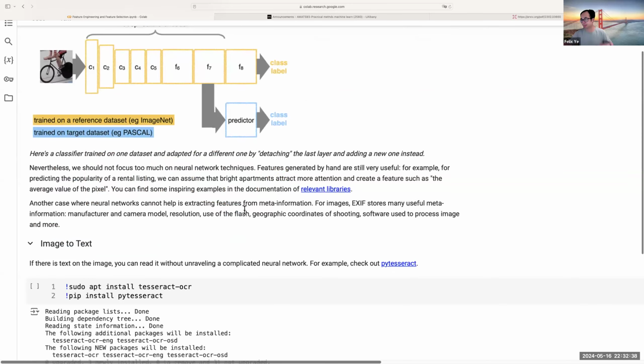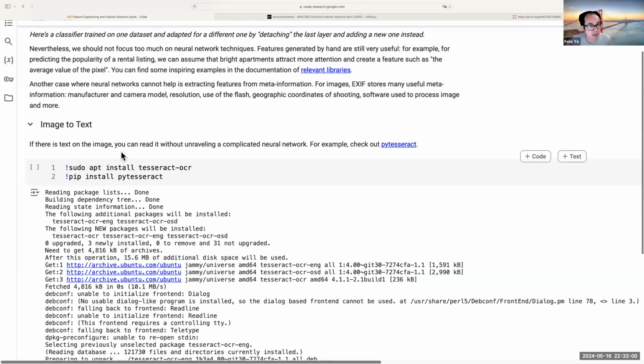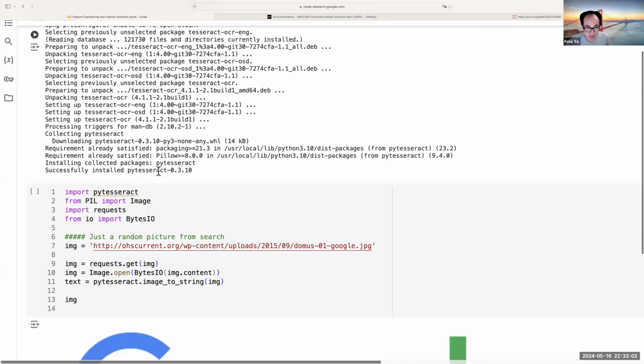In all data science problems, once we have images, there are a lot of ways to process them. Looking at the pixels is just one of them, and there is a lot of other meta information embedded in these images that we can use. I'm not going to talk about image to text. You can look at it by yourself.